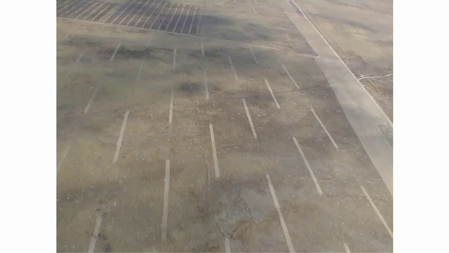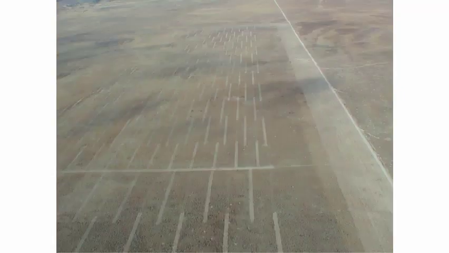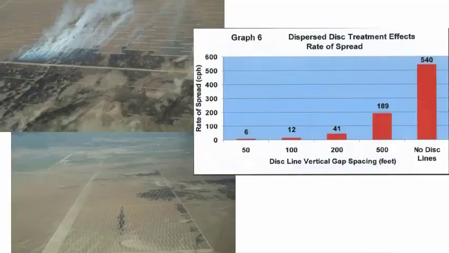Close up of that. And here's the contrast between a very dense pattern of these disc lines and then a more open pattern. And here's what he found. They put in these patterns and then they waited a couple of years and then they lit them on fire under pretty extreme conditions where the fire ordinarily would present great difficulty to control forces.